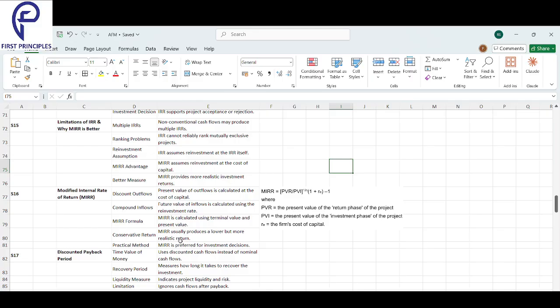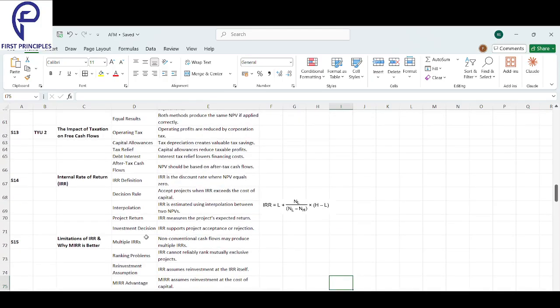Practical method: MIRR is preferred for investment decisions. When we talk about MIRR, it is preferred for investment decisions. So that is about this.